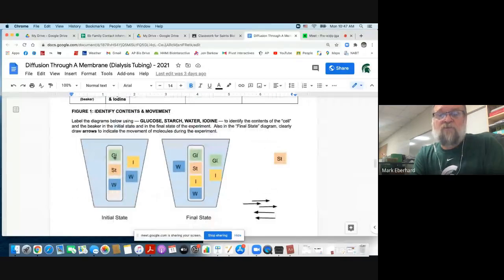where glucose is about 24 atoms. It's a little bit bigger. It's sort of a small medium molecule. And then starch is hundreds of atoms big. It's a very large molecule. So iodine and water, very small. Glucose, sort of small medium. Starch goes in the large category.